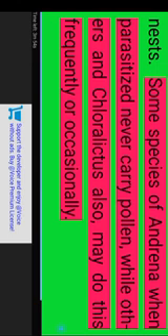Parasitized male bees and wasps have been found to mate normally, which also is occasionally the case with females. The females among these hosts seldom attempt to carry pollen or to build and furnish nests. Some species of Andrena when parasitized never carry pollen, while others, and Chlorolictis also, may do this frequently or occasionally.